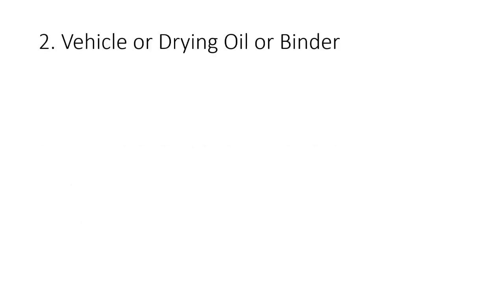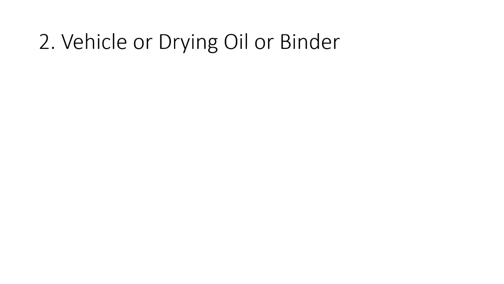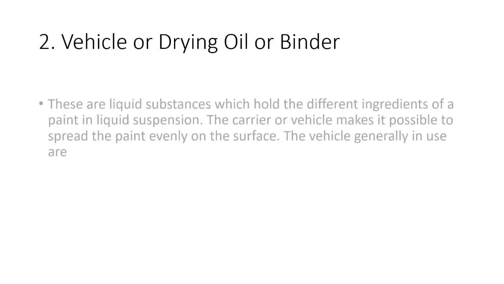Now we'll go through the next important constituent of paint, that is the vehicle, or drying oil, or binder. So what is actually the binder? The binder, or you can say the resin, is the actual film forming component of paint. It is the only component that must be present in paint. It is the most important component. So this is the binder.